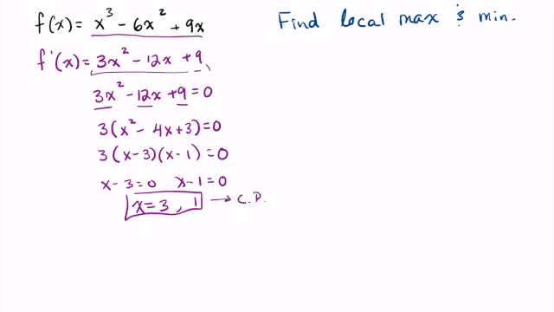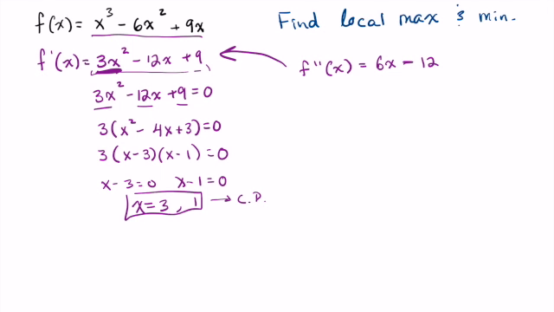Now, once we locate our critical points, I want to use the second derivative test to see if we have a local min or a local max. So I'm going to take the derivative of the first derivative. We're taking the second derivative here. f double prime of x equals, well, the derivative of 3x squared is going to give us 6x, minus 12. And that's it. Super simple. So we have our second derivative here.